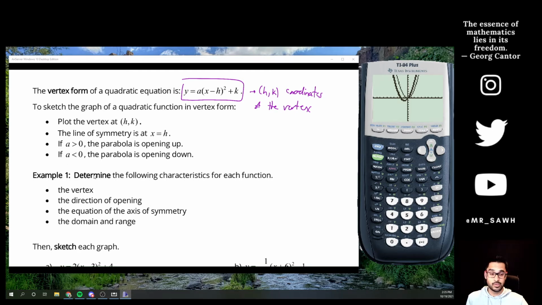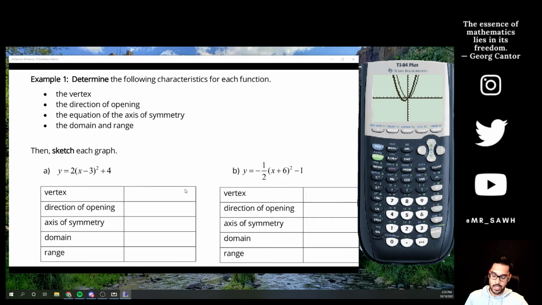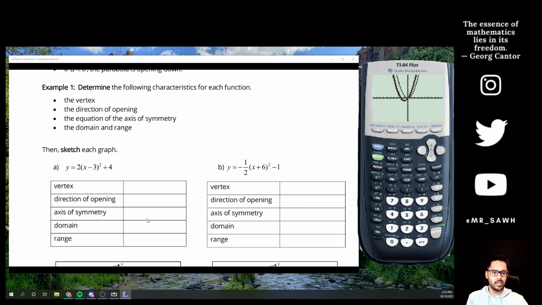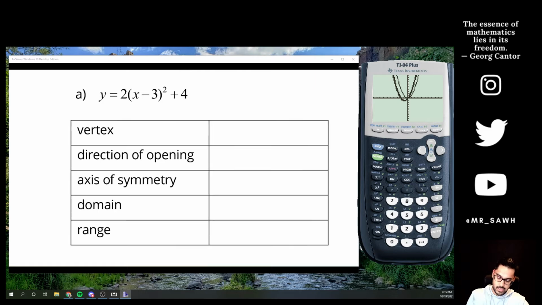The other thing is still true as well. If a is positive, it opens upwards. If it's negative, it opens downwards. Okay, so we're going to try and determine all of these things just based on the equation, and then we'll draw the picture underneath. So if I look for the vertex here, again, it's those numbers that are represented by h and k, right? H and k. So I know my vertex happens when h is 3 and k is 4.